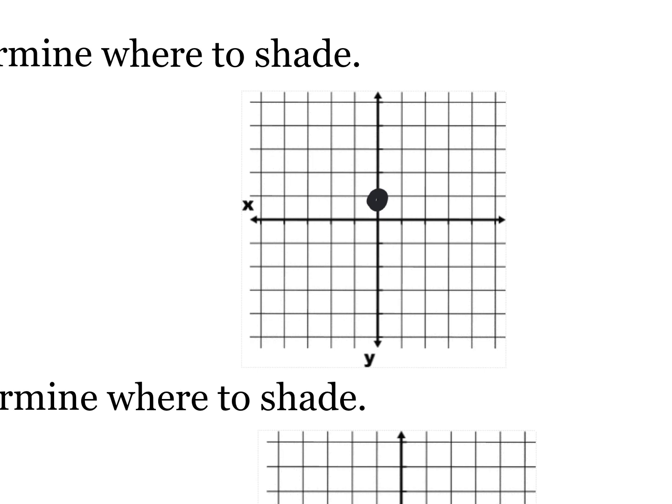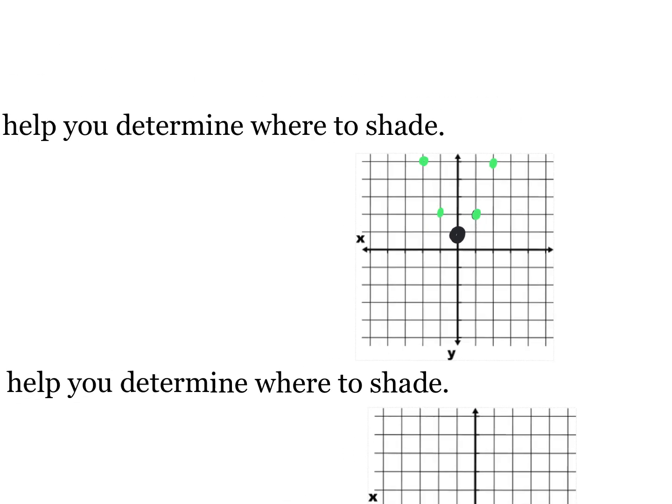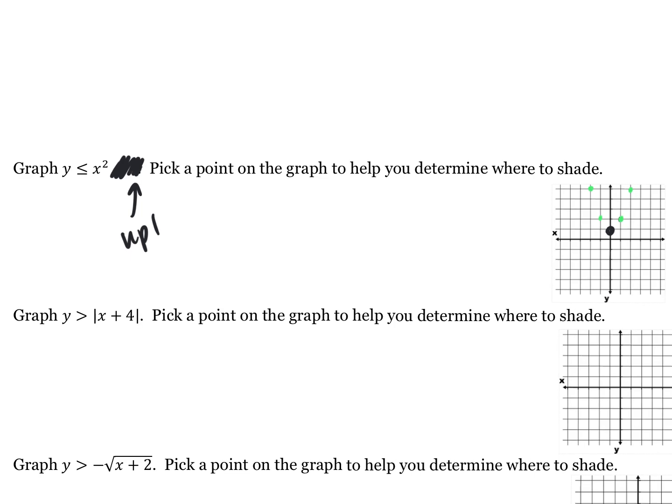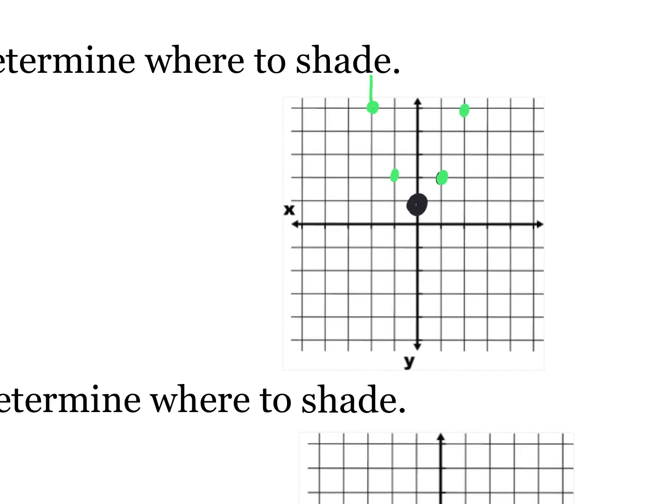So here's where we are. This is my new starting point. If this is my new origin, what's 1 squared? 1. We're going to go boop. What's negative 1 squared? 1. What's 2 squared? Negative 2 squared? Solid or dashed? Solid. Yeah. Solid line.